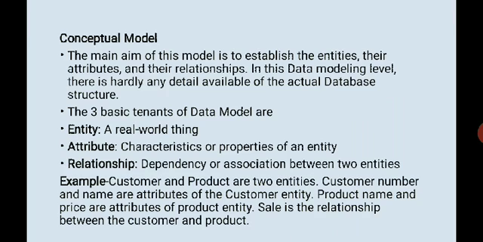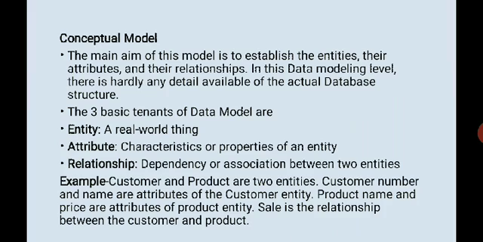So now we come to the conceptual model. The main aim of this model is to establish the entities, their attributes and their relationships. At this data modeling level, there is hardly any detail available of the actual database structure. The three basic tenets of a data model are: first, entity. A real world thing is known as an entity. Then we come to attribute. Characteristics or properties of an entity form the attributes. Then we have the relationship, right? The dependency or association between two entities.